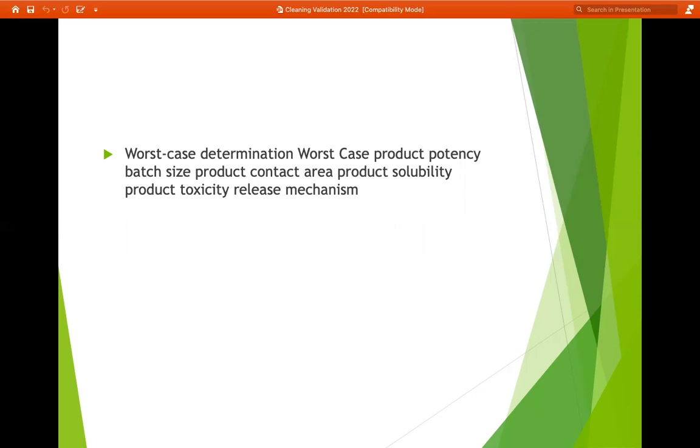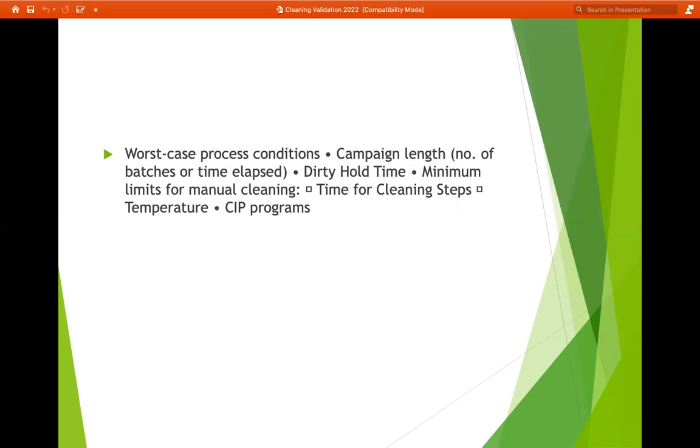Worst case determination shall be done for the product based on the potency and batch size of the product, contact area, product solubility study, and product toxicity. The release mechanism shall be studied while considering worst case determination. Again, product solubility is the most important part in this. For worst case process conditions, campaign length, number of batches or time elapsed, and dirty hold time study shall be done. Minimum limits for manual cleaning, time for cleaning steps, temperature, and CIP programs you have to validate.